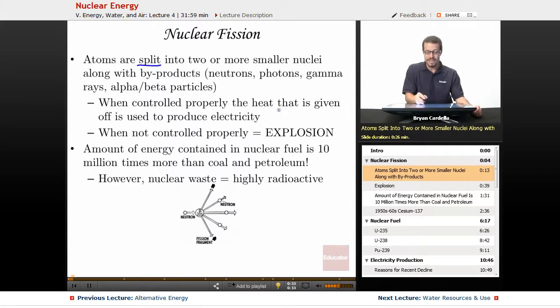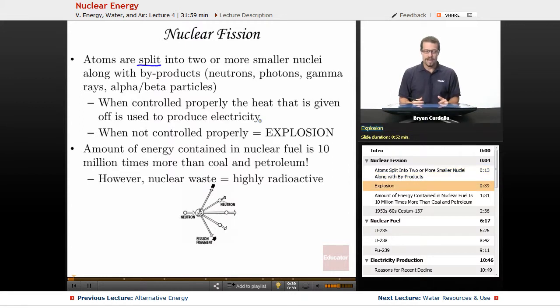When controlled properly, the heat that is given off is used to produce electricity. So that's really how it works. When not controlled properly, you can get what's called an explosion. There's a lot of heat generated through these nuclear fission reactions. And if the amount of heat being generated is not controlled properly, with the coolant helping to get the heat out of the reactor, then you can have what's called a meltdown.